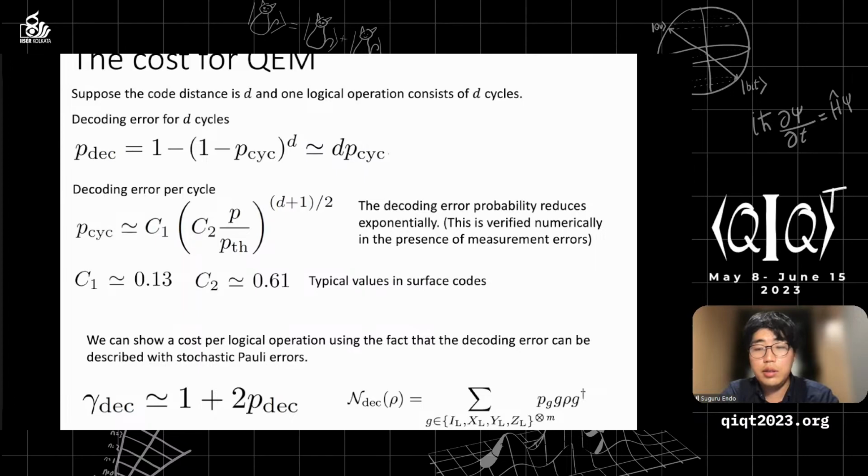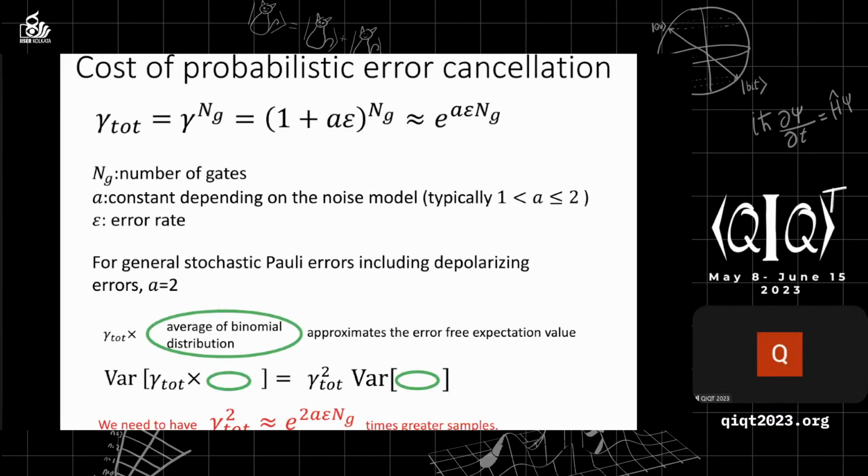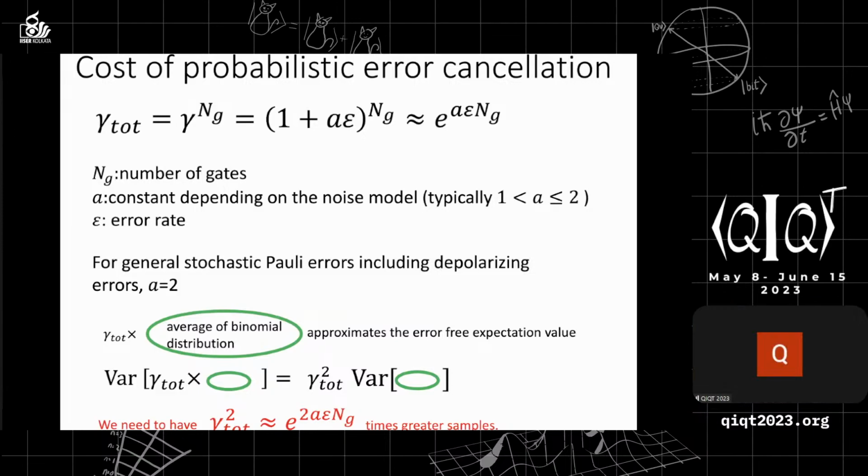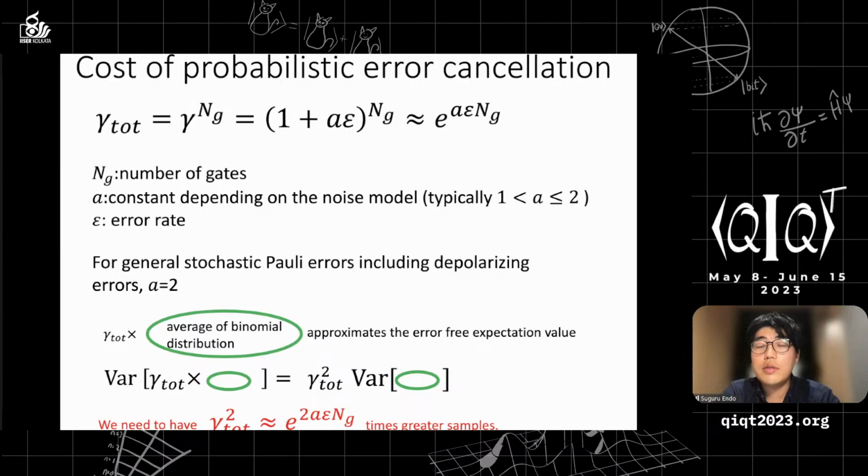Is this clear? Yeah. So does this cost not depend on the noise model, and only depend on the error rate of the system, whatever the noise model is? The basic behavior is the same, but depending on the noise model, the constant A is different.